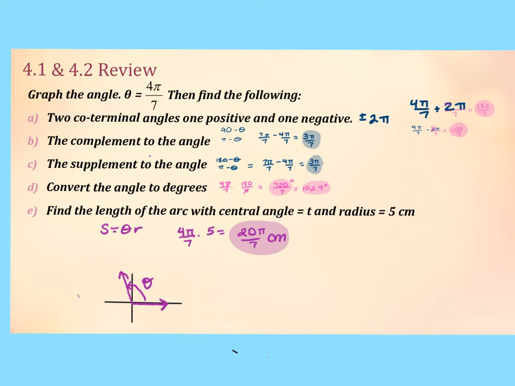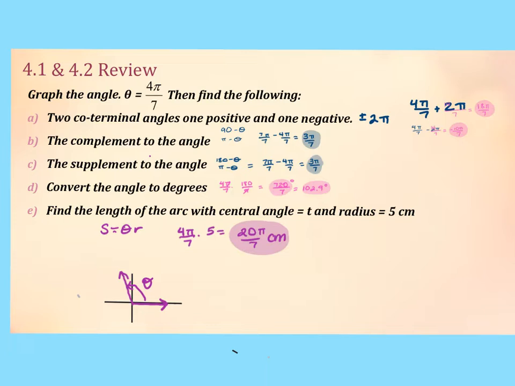All right, so in 4.1 we got introduced, well, reintroduced for most of you, back into the trig. We talked about how to graph it in standard form, in standard position, how to convert it from degrees to radians, from radians to degrees, how to find coterminal, how to find complement, supplement, and then conversion and arc length. So this one slide sums all that stuff up.